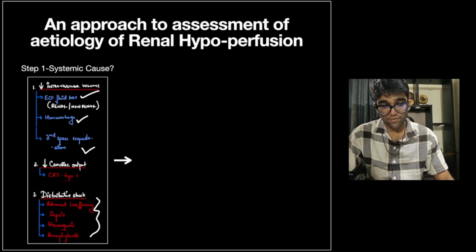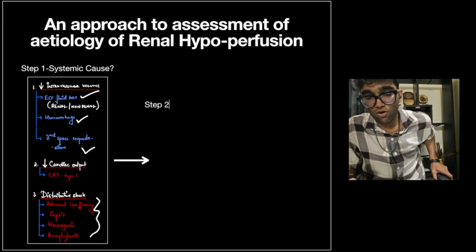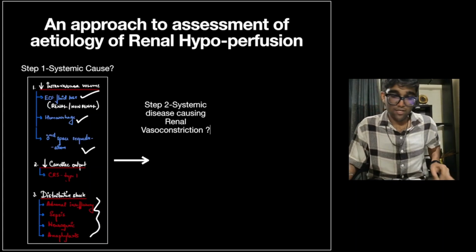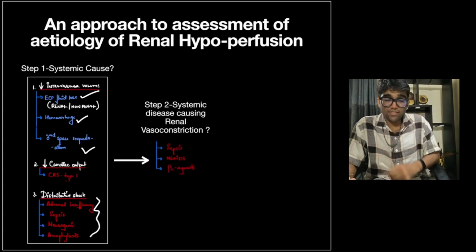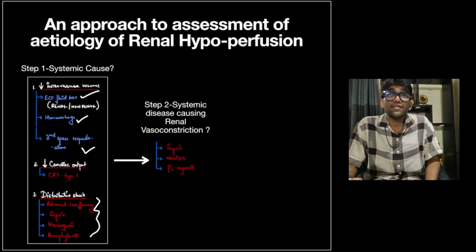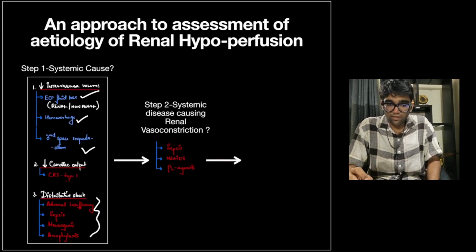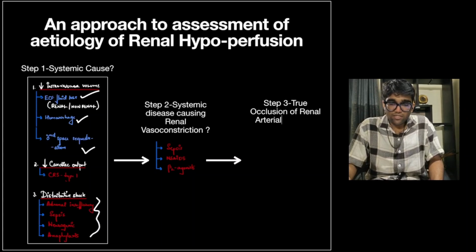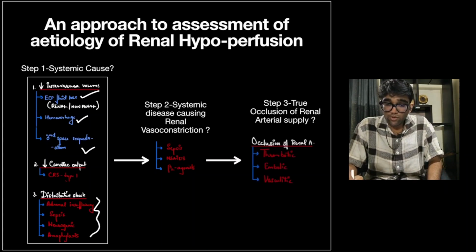The second thing that we do is we think of a systemic cause that is causing renal vasoconstriction. So what would that be? That could be sepsis, it could be NSAIDs, it could be a beta 2 agonist. These will be the causes. Now, the third thing that you need to consider is that true occlusion of the renal artery may occur. The renal artery can be occluded by a thrombotic process, embolic process, or a vasculitic process.